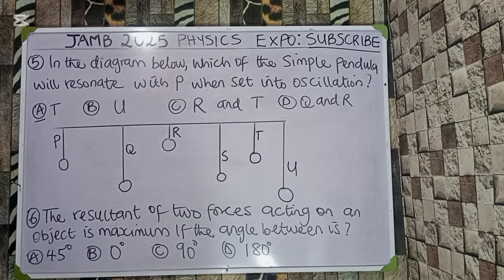Question 6. The resultant of two forces acting on an object is maximum if the angle between them is what? Option A, 45 degrees. Option B, 0 degrees. Option C, 90 degrees. Option D, 180 degrees. At 0 degrees, that is where you have the maximum force if two vectors are resolved together. Is that clear? So the correct option to this question is option B.